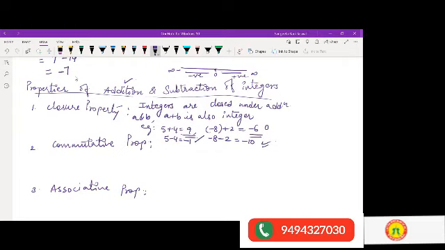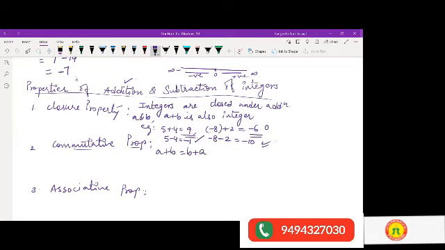Then the next one we have is the commutative property. Commute means what? From here to there and there to here, vice versa also. The commutative property says if we change the order of integers in addition, the result remains the same. That means a plus b equals b plus a, the answer remains the same.